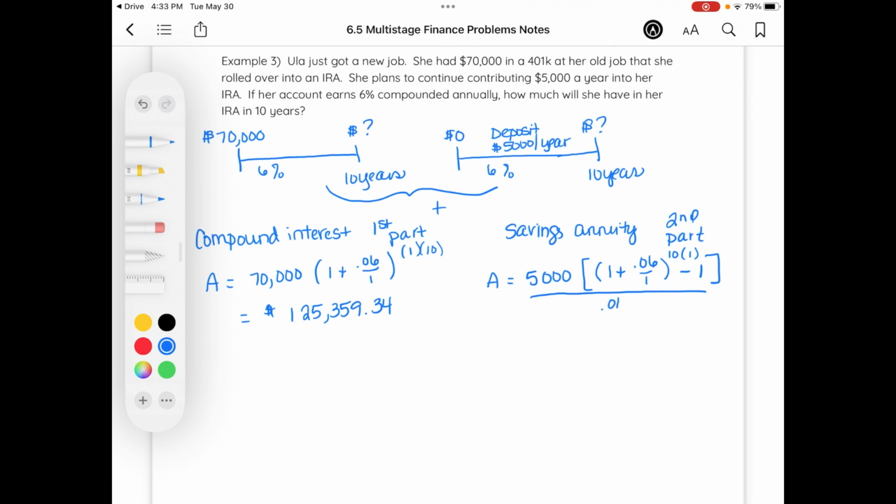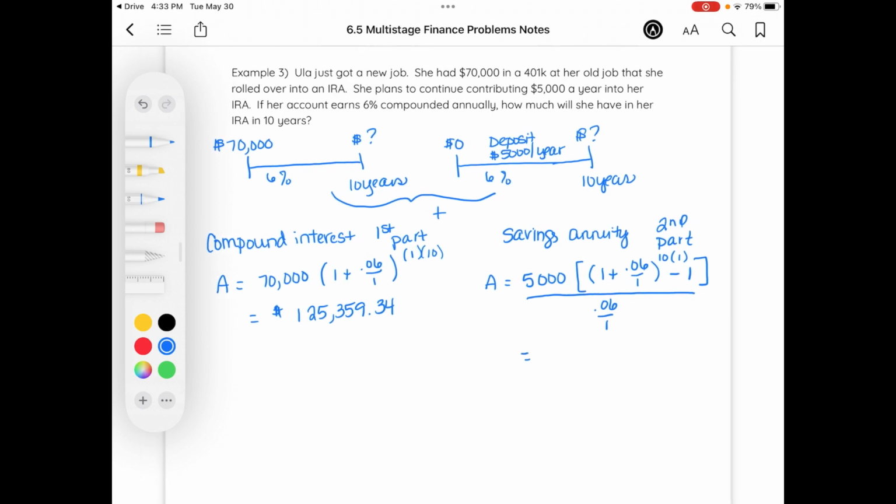over 6% divided by 1 time per year. And then utilizing your calculator, you can do that portion. The amount that we should get out of this portion is $65,903.97.